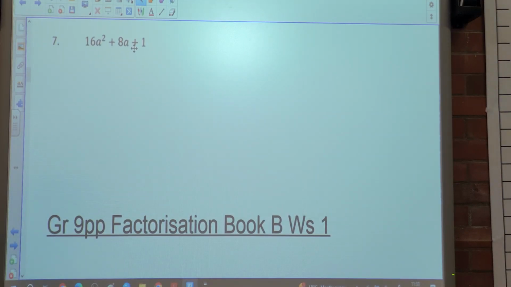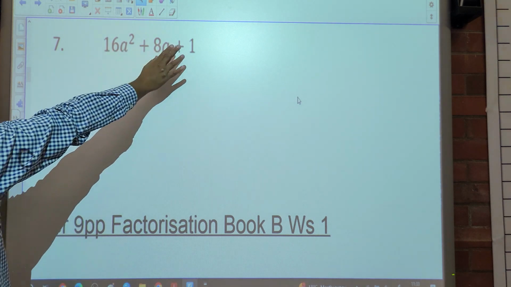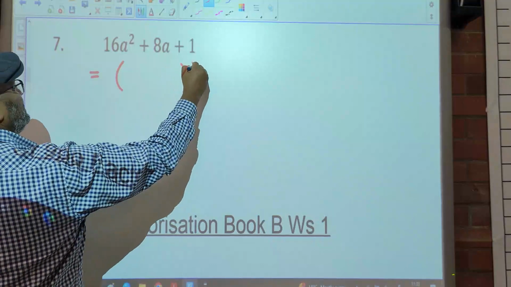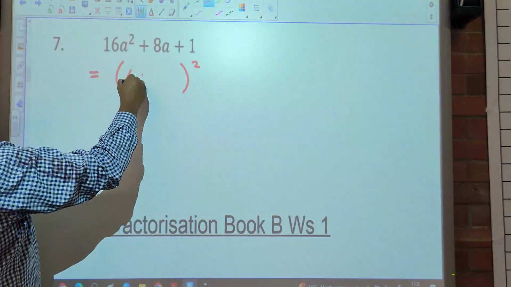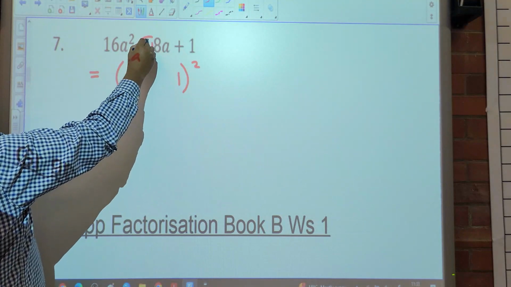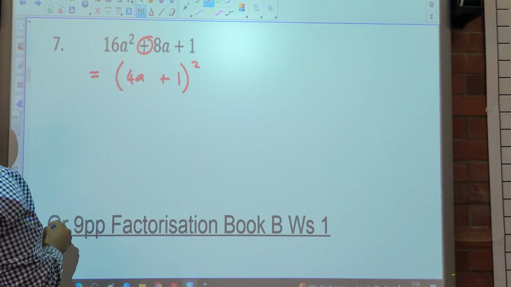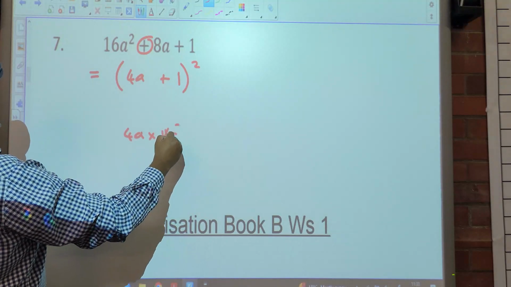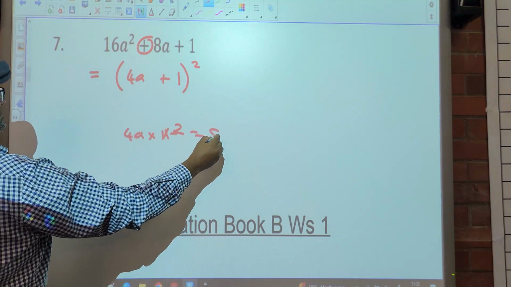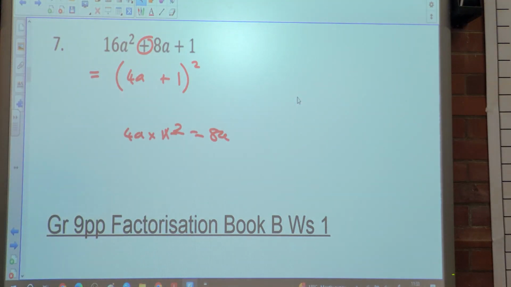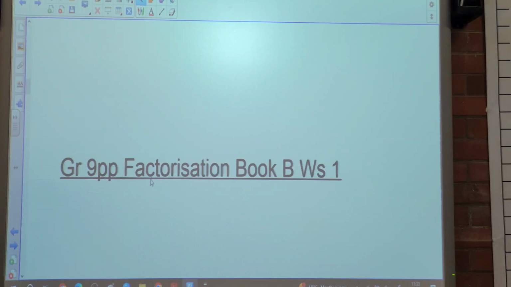Are there 3 terms in that expression? Yes. Are the first and last term perfect squares? Yes. So what's the square root of 16a squared? 4a. Square root of 1? The sign of the middle term is positive. So let's test if it works. So 4a times 1 times 2 is 8a. So yes, it works. Let's go with the next question.